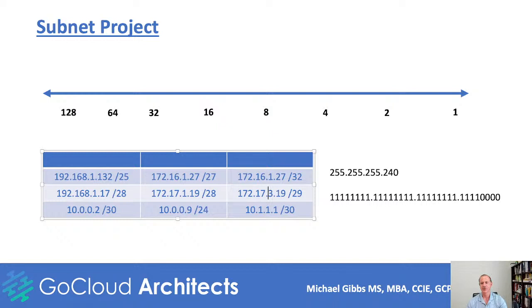So now let's do this. 172.17.3.19/29. What does 29 look like, everybody? .248, or 11111000. So add this, add this, add this, add this, add this. And now you're good.